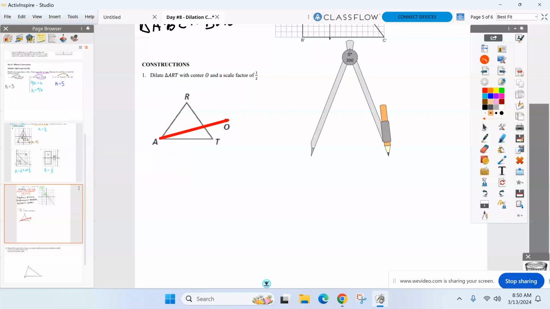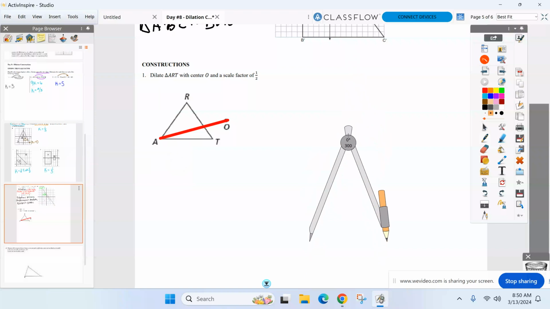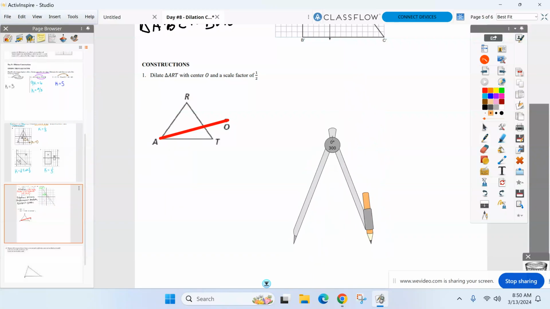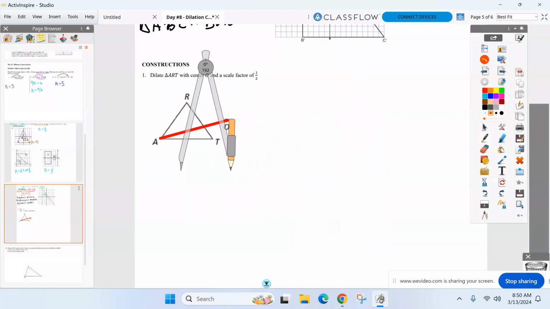Half is close. I don't know what happened last period. Look at this thing. I have no idea how that compass just grew on me. Looks like the guy on stilts here. I'm uncomfortable using something. All right, anyway, moving on.